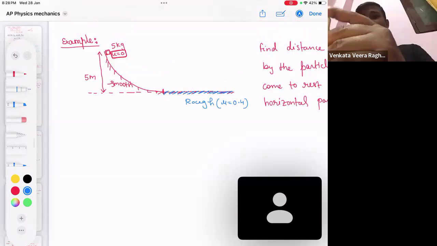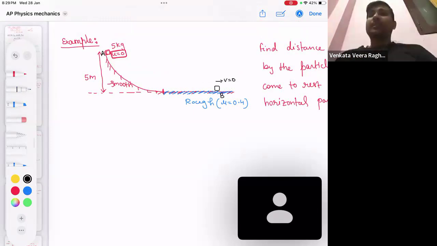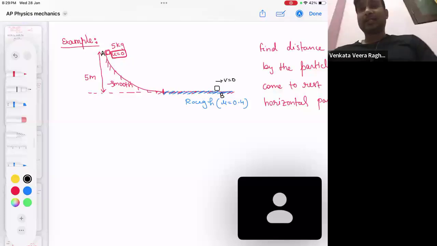Let's call the initial point A. And finally, it comes to rest, which means final velocity is also zero. Let's call it B. So when the particle goes from A to B, there are actually three forces acting on that. A to B throughout mg is acting. A to B throughout normal is acting. But friction is only acting from where to where? From, let's call it, C to B.